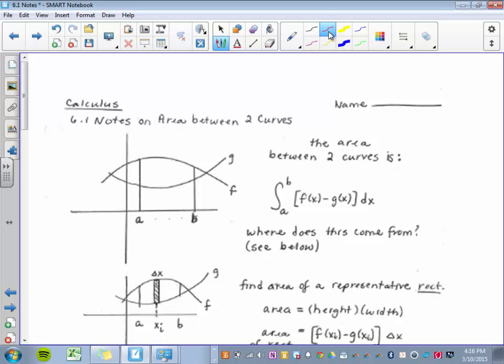Guys, we are going to be talking about finding the area between two curves today. It's going to be awesome. Not as awesome as having a new baby in the house, but pretty awesome that we're talking about this.